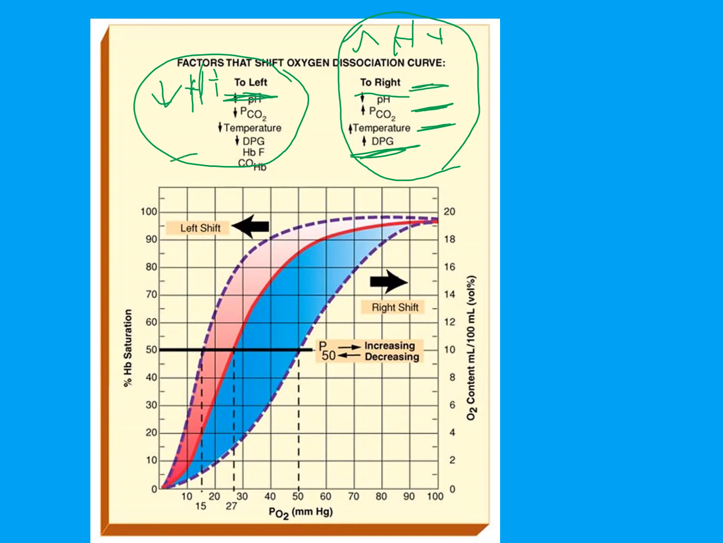So as far as looking at these, fetal hemoglobin and carboxyhemoglobin are sort of exceptions there. But if you're looking at anything that's high, as far as temperature, metabolic rate, CO2, hydrogen ion level, that's all right shift. Anything that's not there would be a left shift.